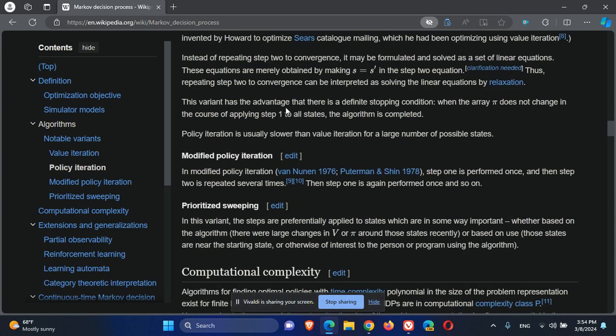This variant has the advantage that there is a definite stopping condition: when the array pi does not change in the course of applying step 1 to all states, the algorithm is completed. Policy iteration is usually slower than value iteration for a large number of possible states.